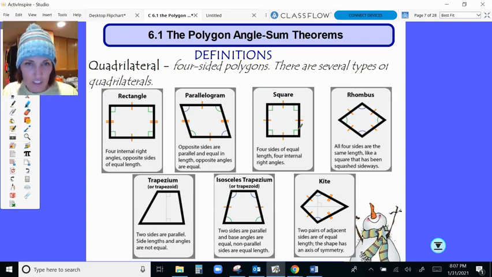Let's see, and those sides are opposite. An isosceles trapezoid is kind of like an isosceles triangle with its head cut off, right? So two parallel sides, the base angles are equal, and the two sides are equal.